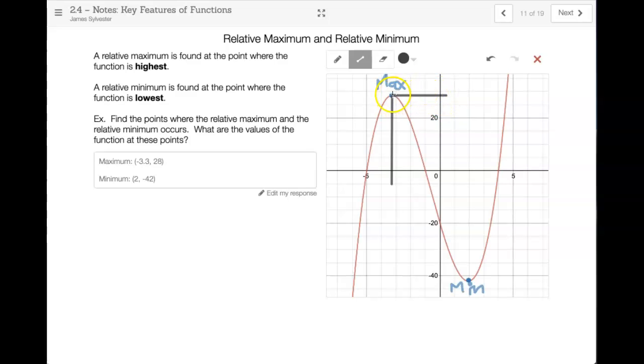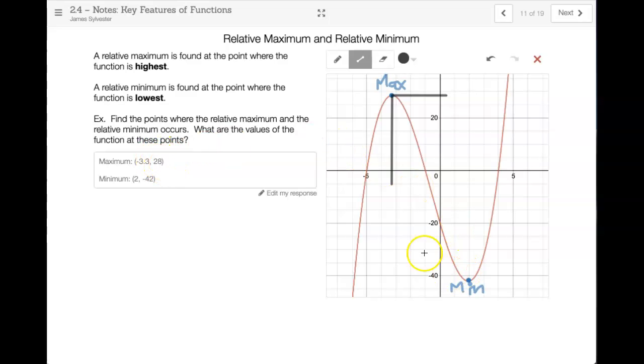However, you can also identify it as an ordered pair where you also identify the x value. And these are 1, 2, 3, 4, 5. These are 1 space each. So 1, 2, 3. You could see the max is past 3. So that's why I put that it's negative 3.3. And it's a little below 30.